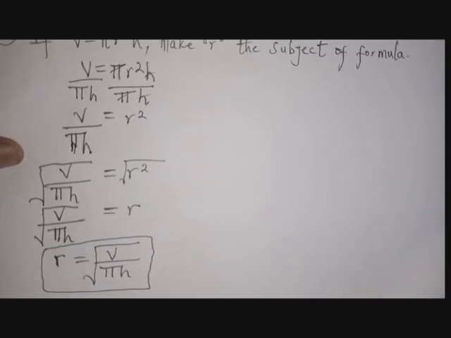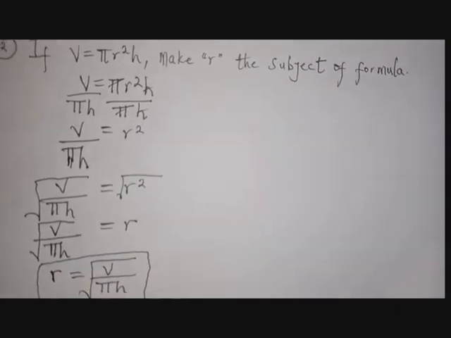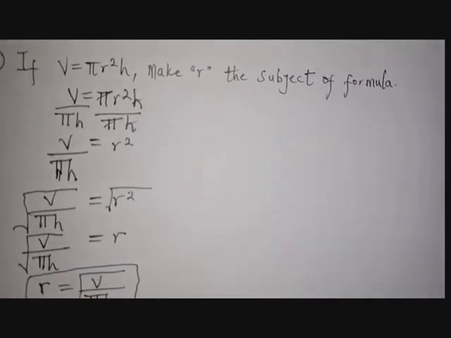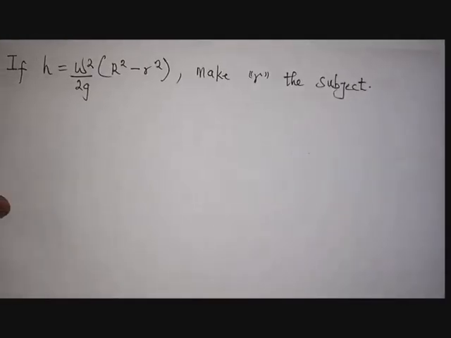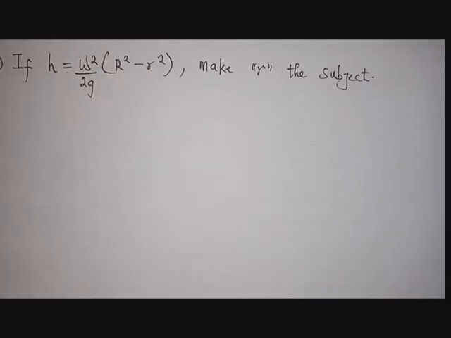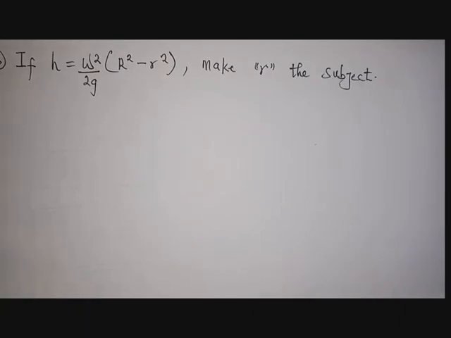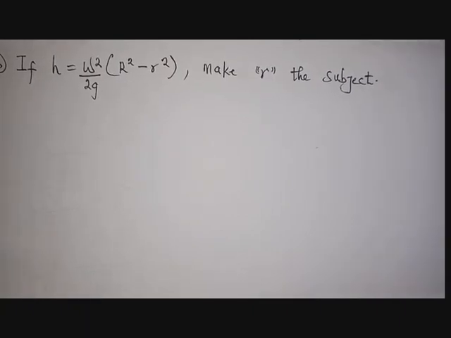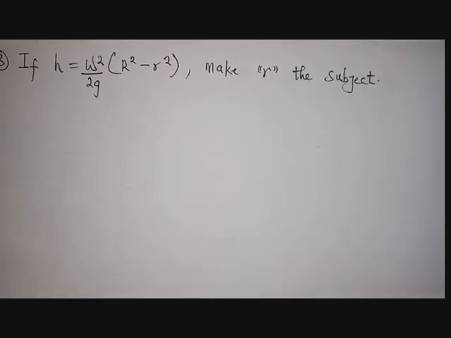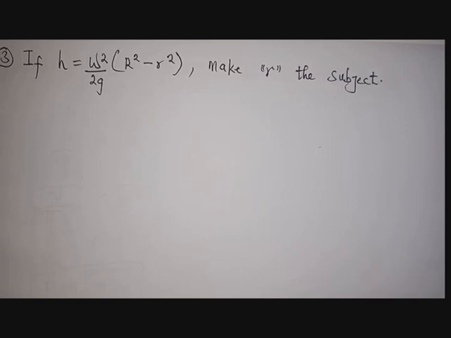Then I'm going to take one final problem. And this one says if h equals w squared over 2g, of course, being multiplied by R squared minus r squared, that's capital R and small letter r. So we want to make small letter r the subject. Now I need to also make this clear.